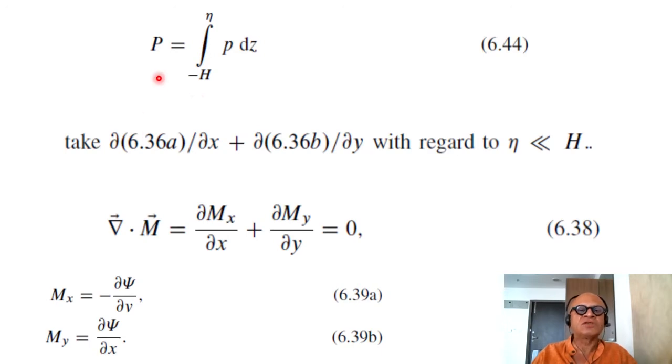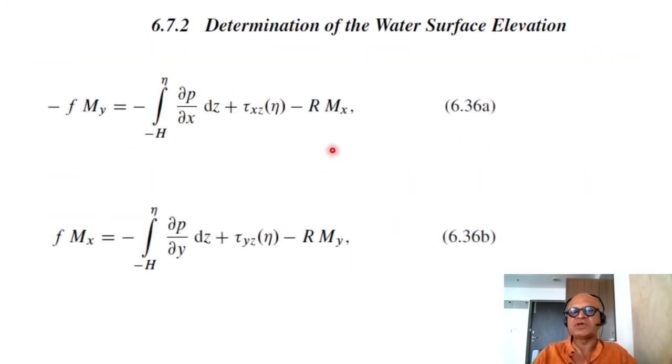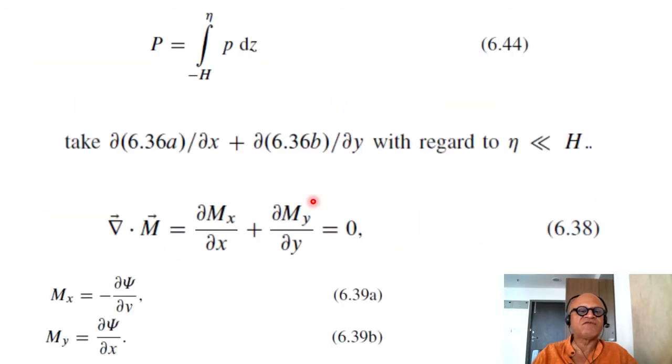Okay. So the integrated pressure, similar to transport, is now defined from the bottom to the surface height as the integral of P dz, integrating in the vertical. We take these equations again and do as we did before, d/dx and d/dy. This time we add instead of subtracting, and we again assume that the surface height variation is much smaller than the average depth of the water column, which is a very good assumption in the real world.